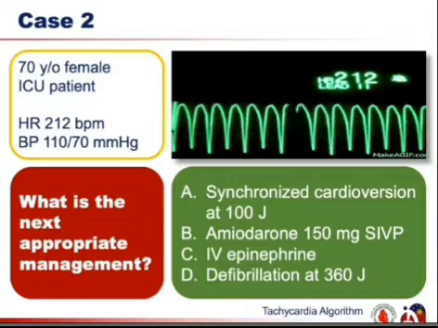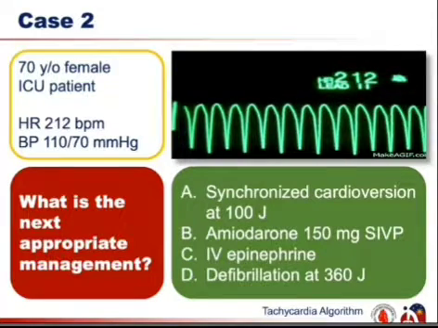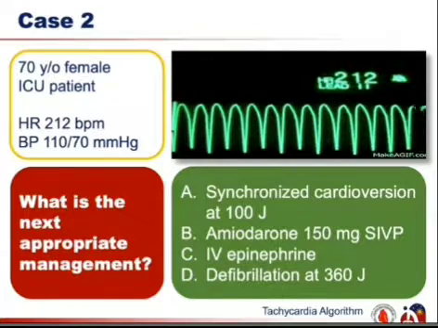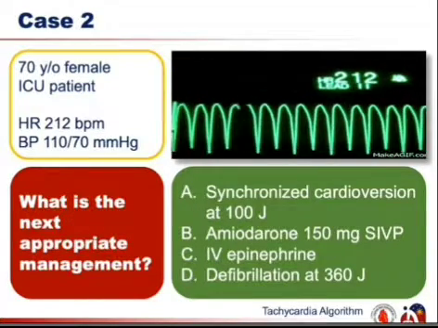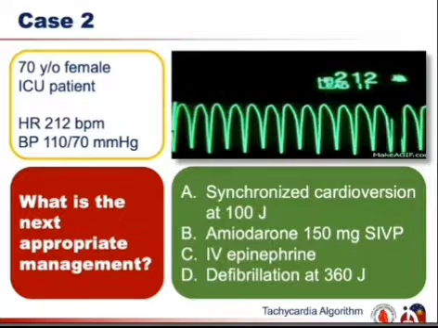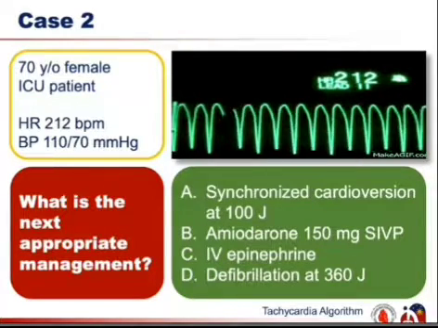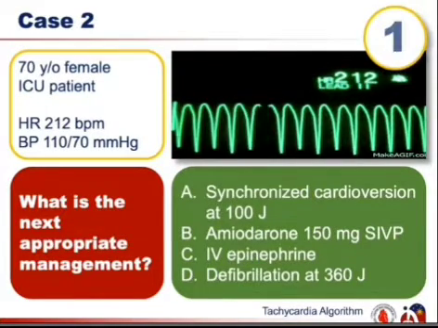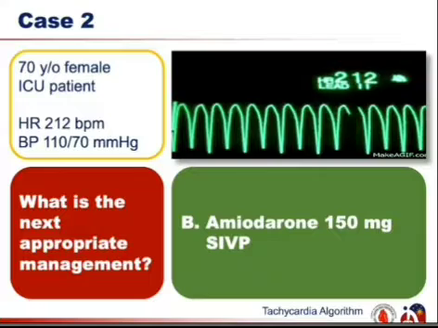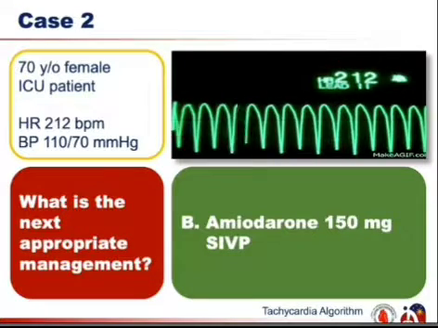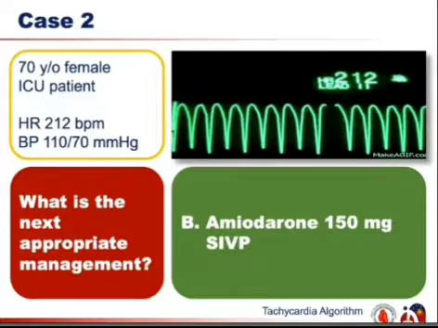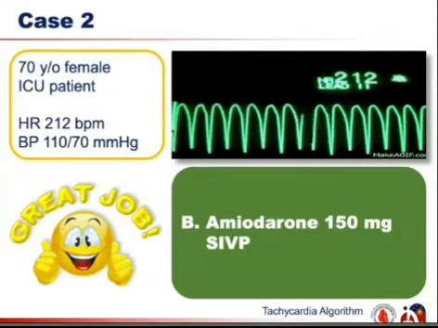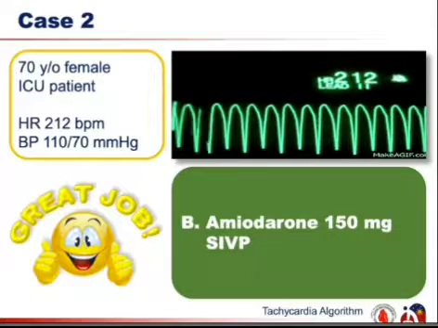A. Synchronize cardioversion at 100 joules. B. Give IV amiodarone 150 mg slow IV push. C. Give IV epinephrine. Or D. Defibrillate at 360 joules. If you answered B, IV amiodarone 150 mg slow IV push, you are correct. Good job. Since the patient has become stable, then you can opt for drug therapy.